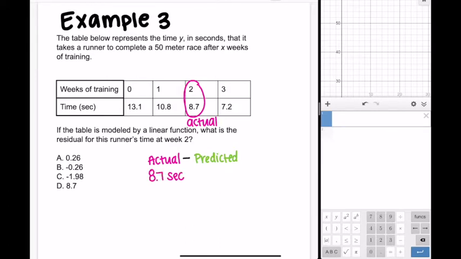So it took him 8.7 seconds at week 2. We want to know what his predicted time, or what his predicted number of seconds, is at week 2. And we find that out by using the line of best fit.